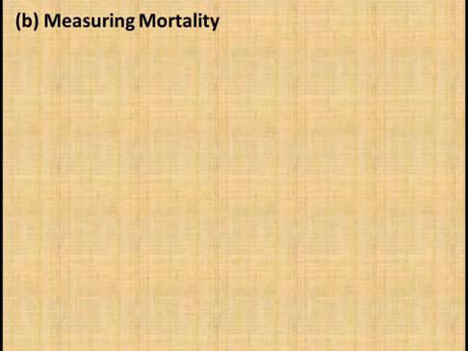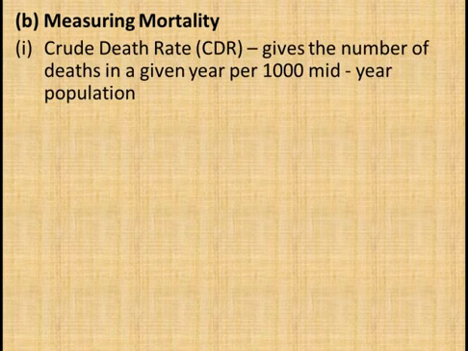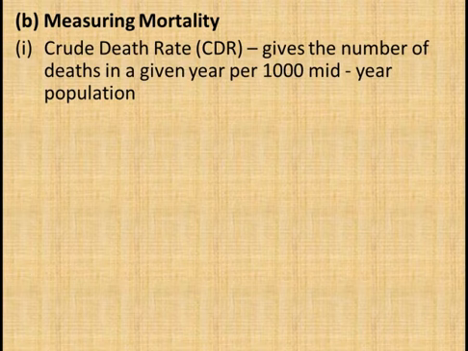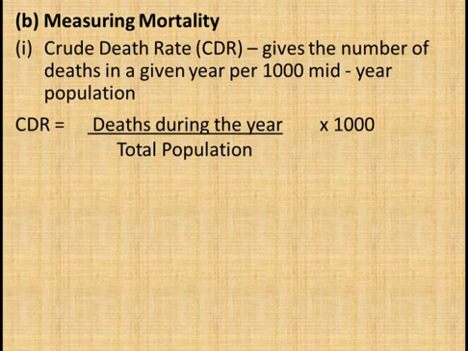The simplest measure of mortality is the crude death rate. The crude death rate gives the number of deaths in a given year per 1,000 mid-year population. And as a formula, crude death rate is given as deaths during the year divided by total population times 1,000.